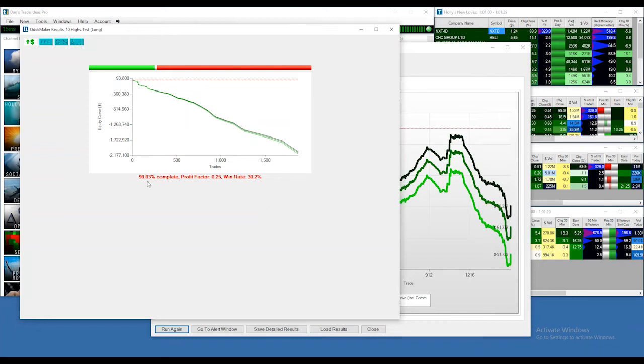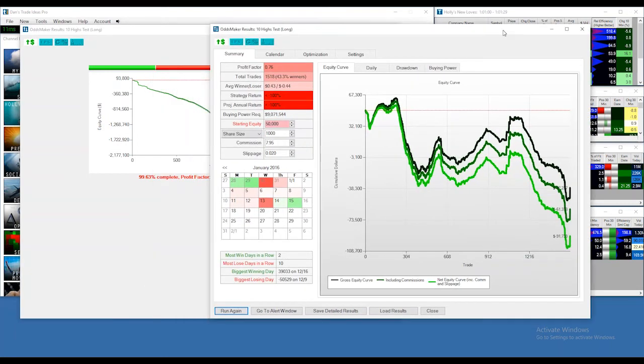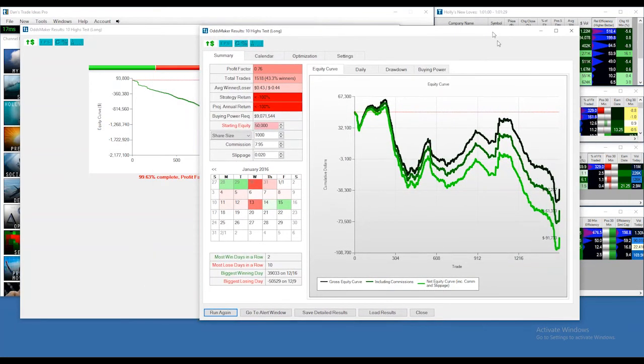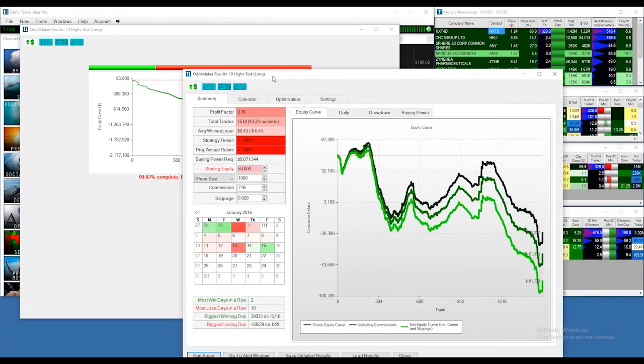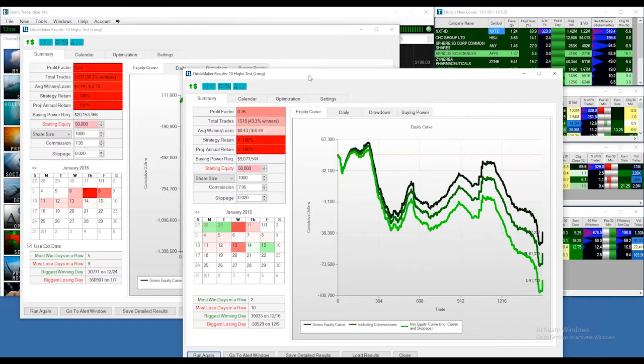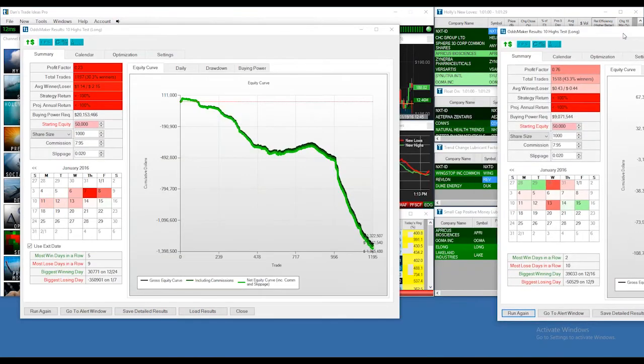Sometimes the very end is the hardest because it's going through over 1,600 possible scenarios. Imagine doing this in TradeStation. You would have to write 1,600, 1,800 scripts. In this case, it would have been 1,500 scripts, and we do it here in under 3 minutes.